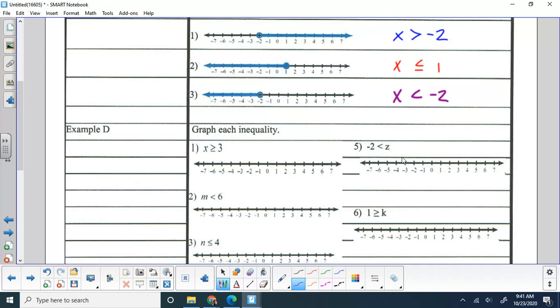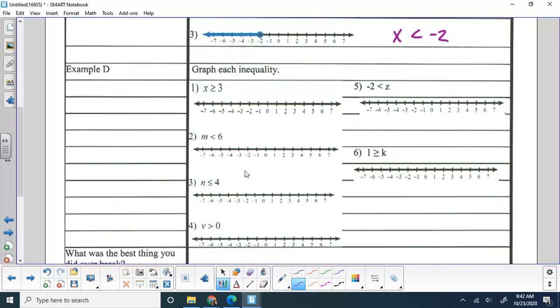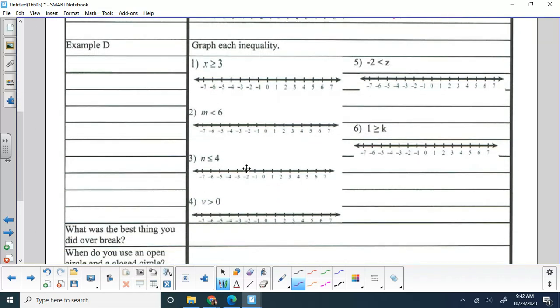Now, some students like to make the connection that the inequality points the direction the arrow does. This connection only works if the variable is coming first. Otherwise, it's not going to work. So let's take a look at, I have just a few more examples for us. This time we're going to be doing the graphing.